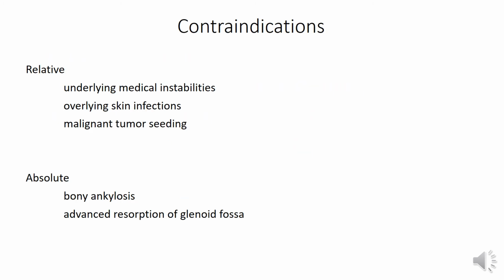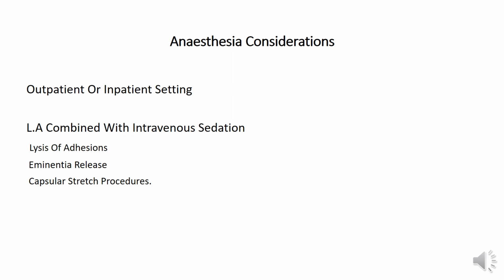The contraindications for arthroscopy are underlying medical instabilities, overlying skin infections, and malignant tumor seeding. Absolute contraindications are bony ankylosis and advanced resorption of the glenoid fossa. For anesthesia, whether it is an outpatient or inpatient setting, LA is combined with IV sedation. Lysis of adhesions, anterior release, and capsular stretch procedures can be done through this arthroscopy.